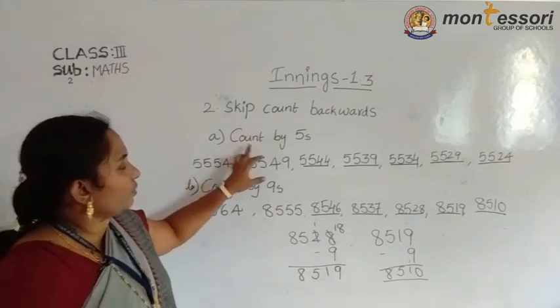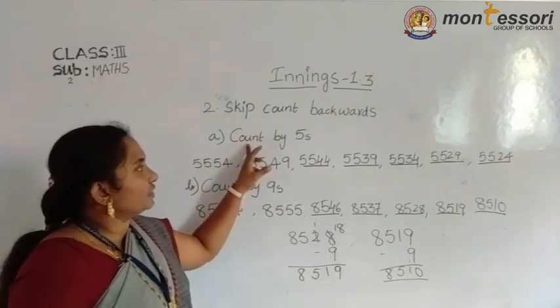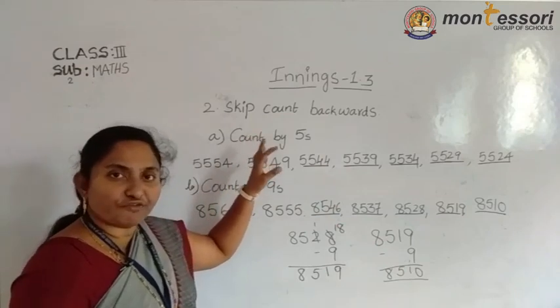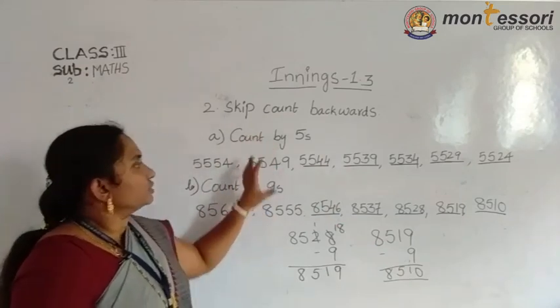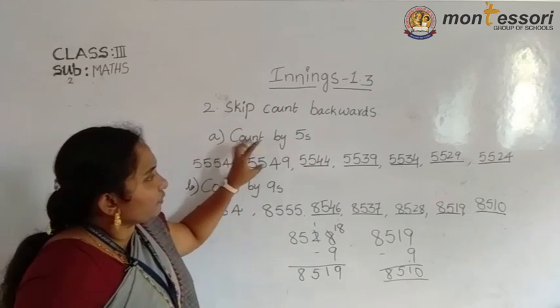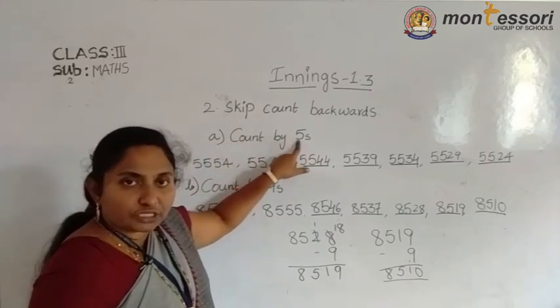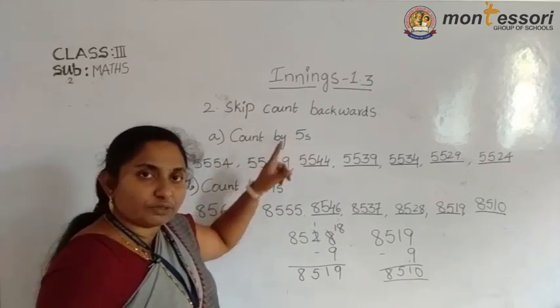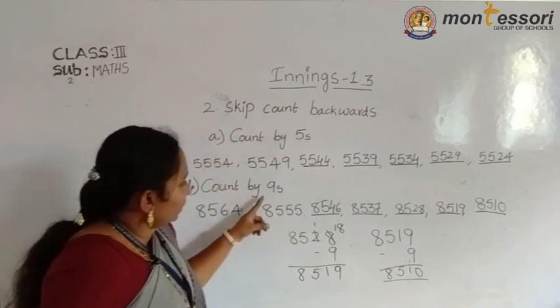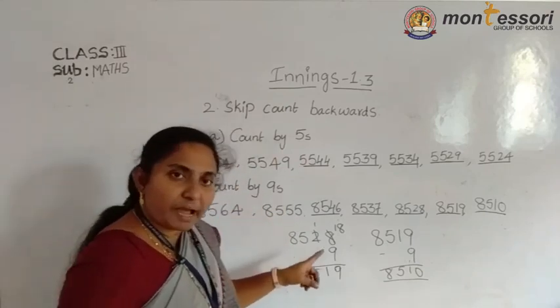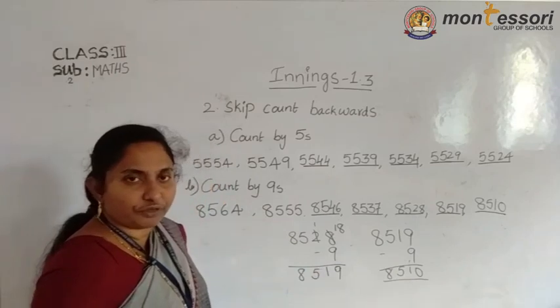So here, whatever number they have given here, first, what have they given? Count by 5s, count by 9s. So whatever number they give here, we can do the subtraction. Okay, if 5 is given, we can do the subtraction minus 5. If 9 is given, we can do the subtraction minus 9. Understood all of you?